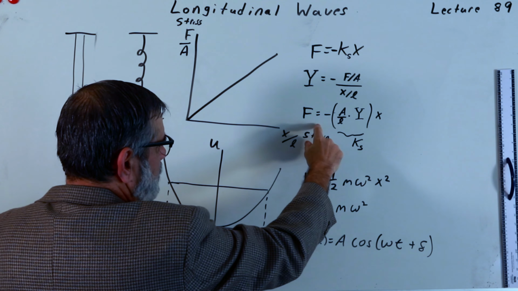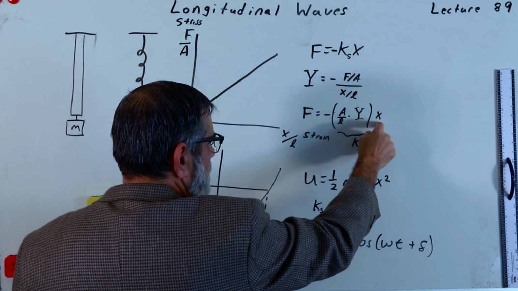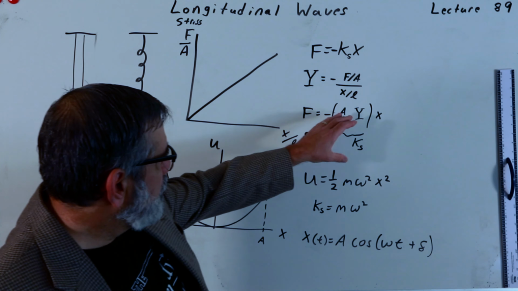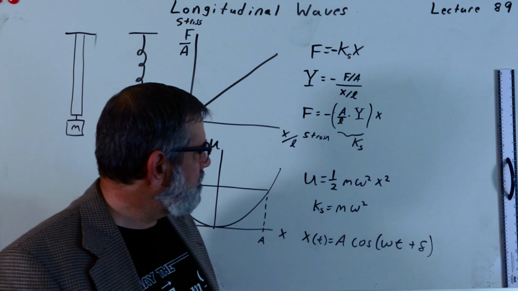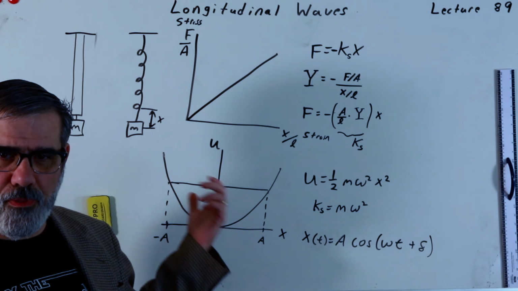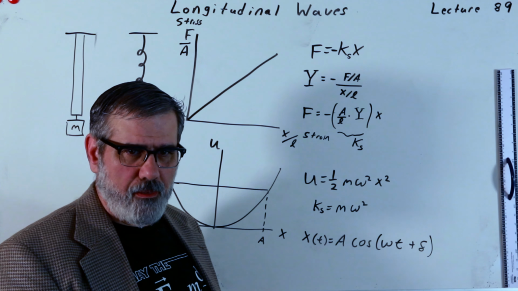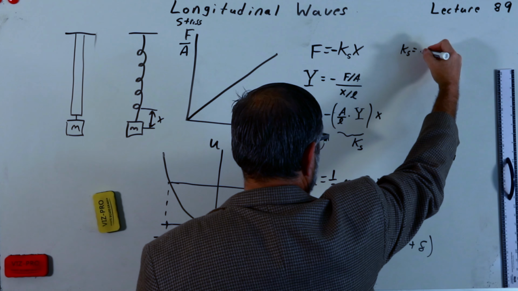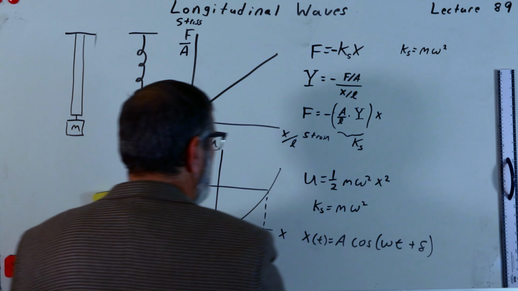And here I have F equals minus some stuff times X. Call this stuff the spring constant, right? So we can say that the Young's modulus is proportional to the spring constant, and the spring constant is proportional to the Young's modulus. So we can make this connection. K sub S, the spring constant, is equal to m omega squared. Now why am I doing that?